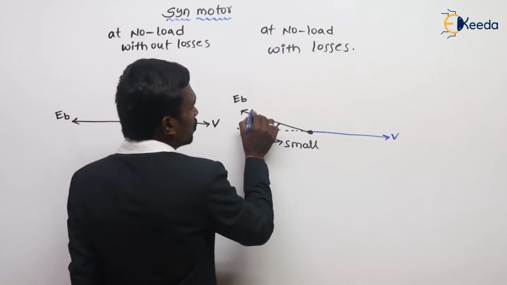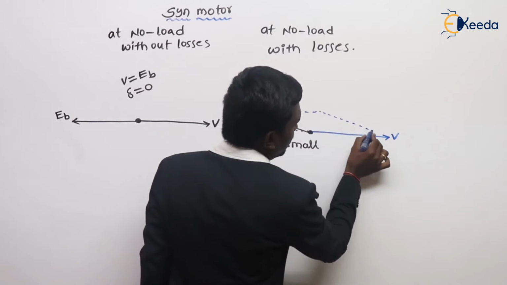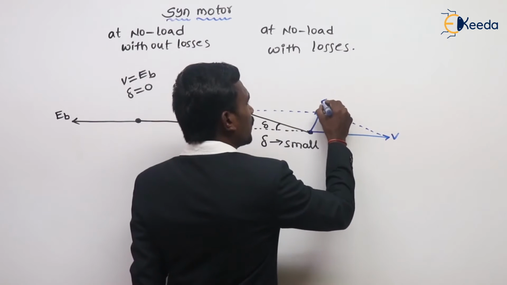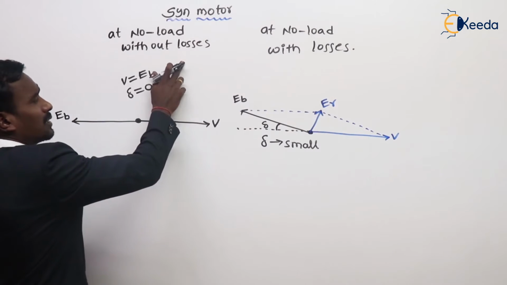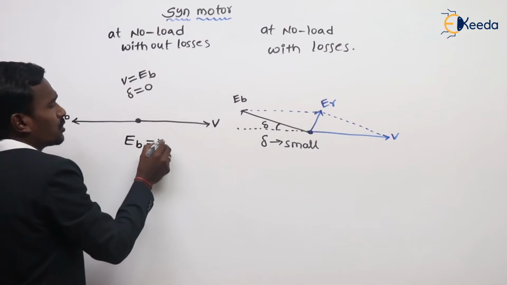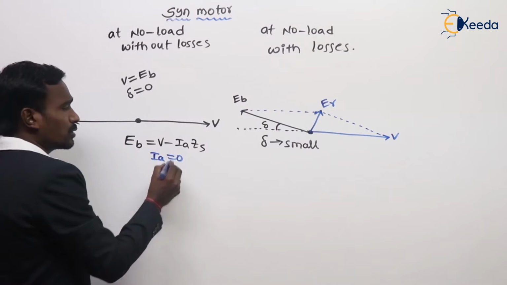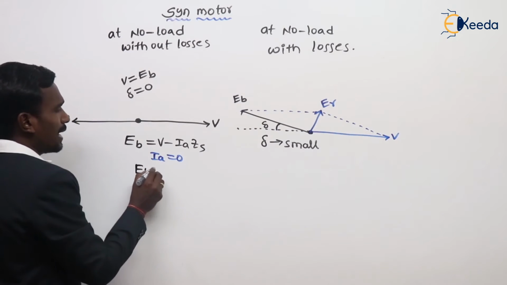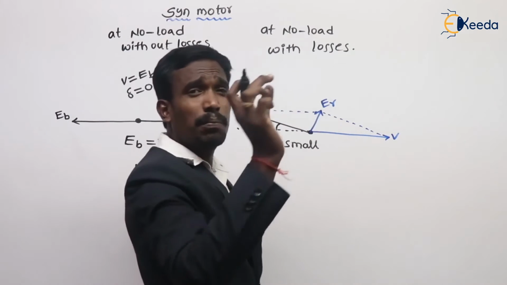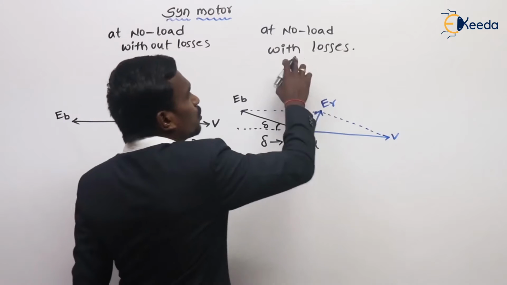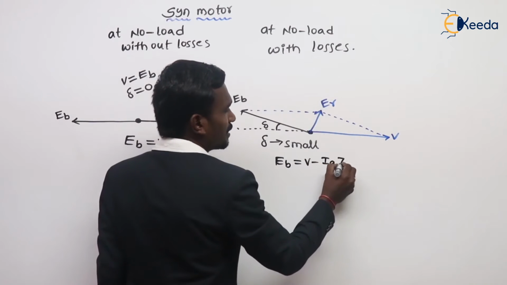So what is the resultant of these two? If you take the resultant, like this, this is the resultant value, for example ER. Here, at no load condition without losses, the back EMF EB is equal to V minus IAZS. Without losses, IA is equal to 0, and if IA is 0, the back EMF is equal to V. But here, even under no load condition, a small current flows through the winding, which leads to small losses. So here, the back EMF is equal to V minus IAZS.